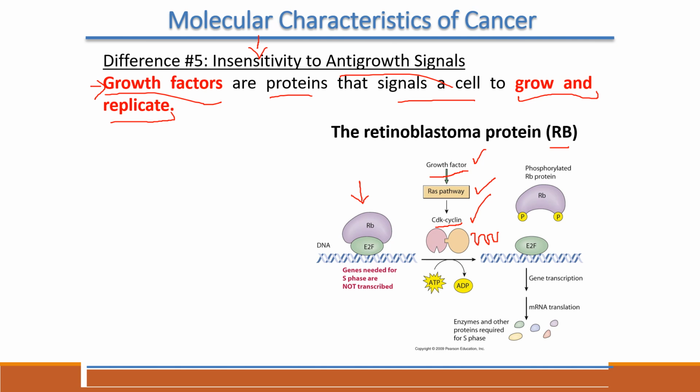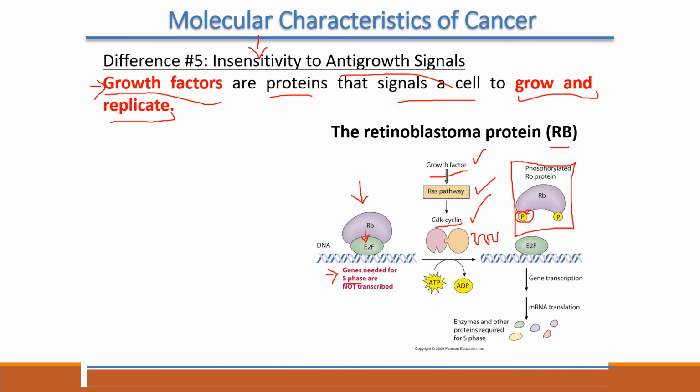And if RB is attached to this other protein, there is no transcription. And if there is no transcription, you don't have the right proteins that are needed to go to the S phase, to the synthesis phase. So mitosis cannot take place, yeah, because there is no replication of the DNA. However, in cases when you have this happening, you have a phosphorylation.